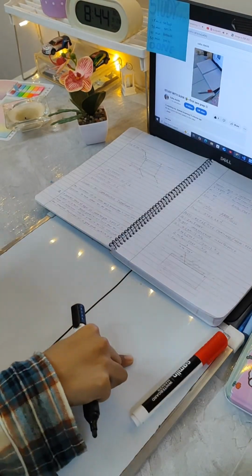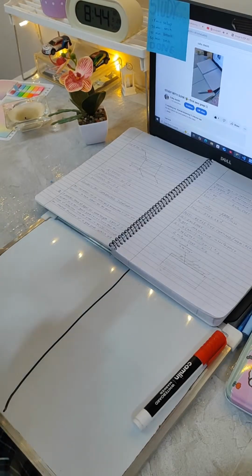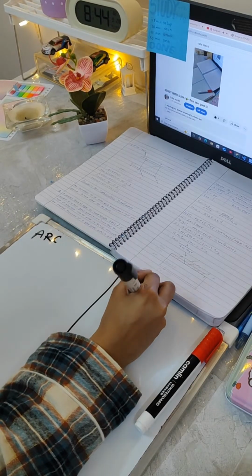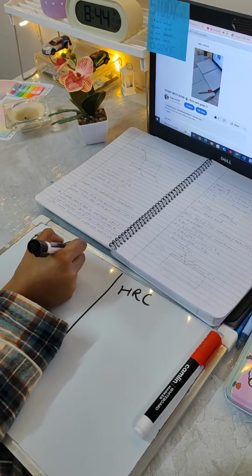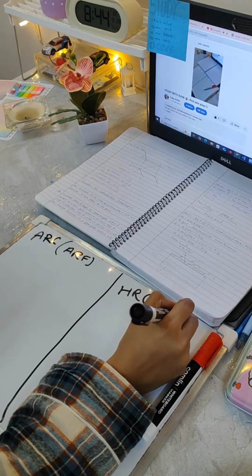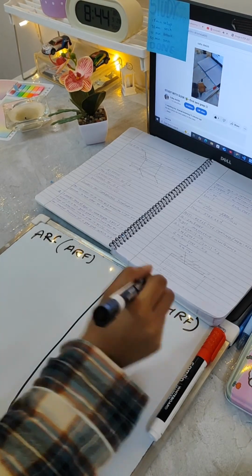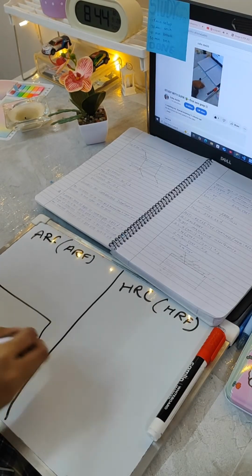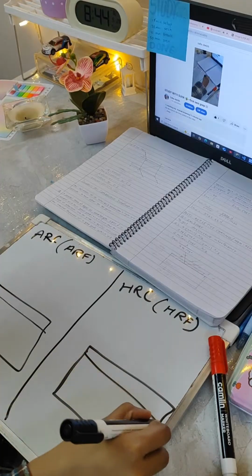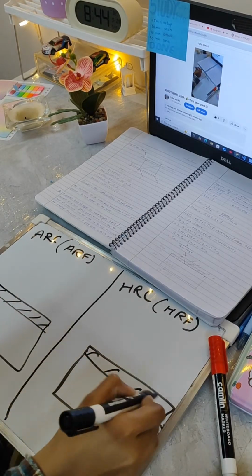There are two different diagrams that I have to practice. One of them is ARC and the other one is HRC, or it can also be said as AR film and HR film. Let's go. So we need a box and then another box. Both of the boxes have a smaller top that looks like a cake. Just decorate the top of the cake.